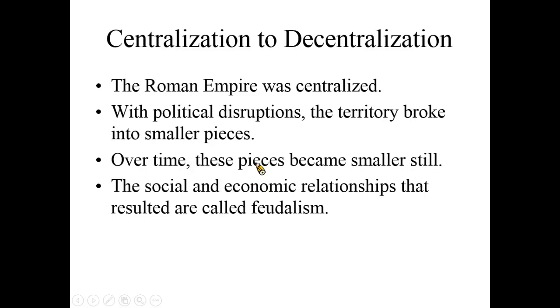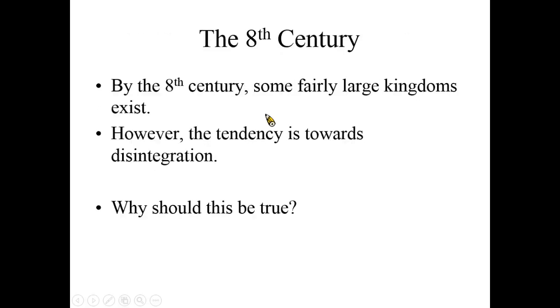So overall, what we find is a movement from a centralized empire among the Romans to a very decentralized collection of much smaller states during the Middle Ages. So these political disruptions led to territories broken into smaller and smaller pieces until we reach a sort of high point around 1300, when Europe is filled with very small political units. The social and economic relationships that resulted from this change is generally called feudalism.